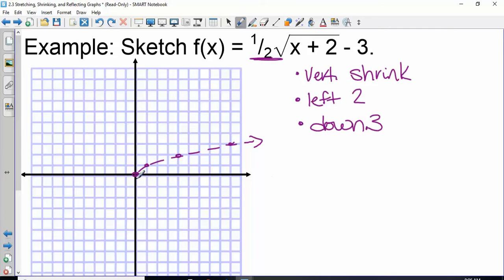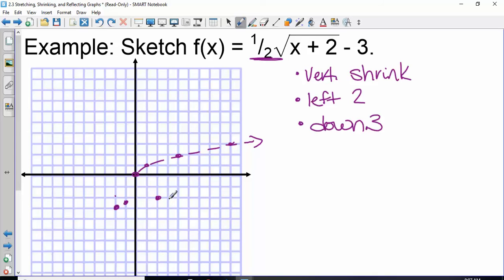Okay, so if I take this point, my y value is 0, times 1/2 is still 0. Then I take it left 2, down 3. All right, here my y value is 1, times 1/2 is just 1/2. Left 2, down 3. Here my y value is 2, times 1/2 is 1. Left 2, down 3. I'm not writing out ordered pairs.